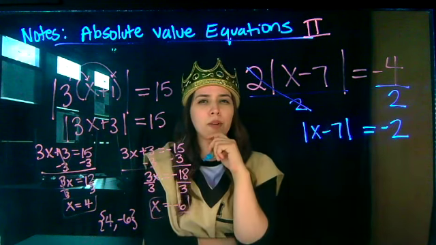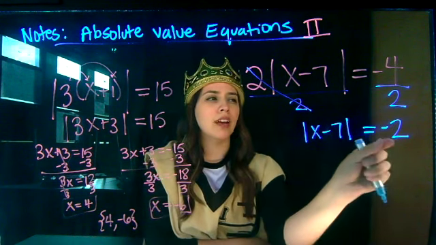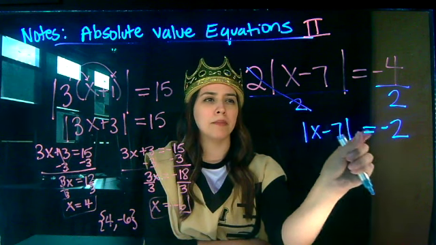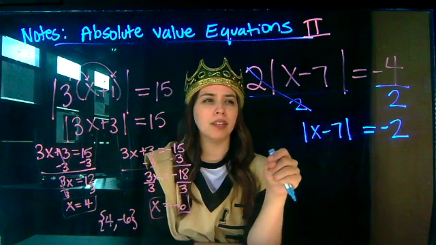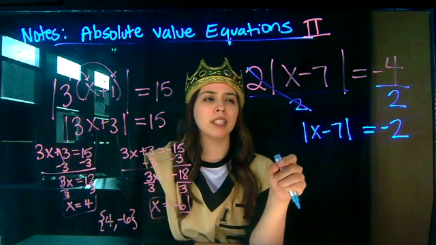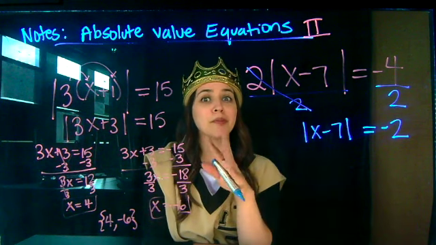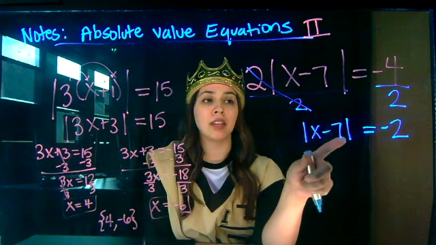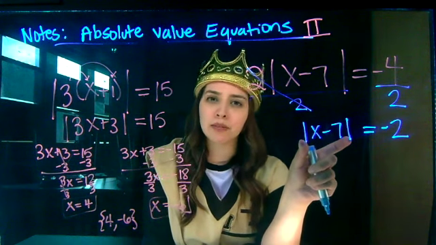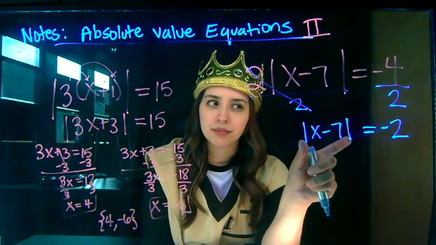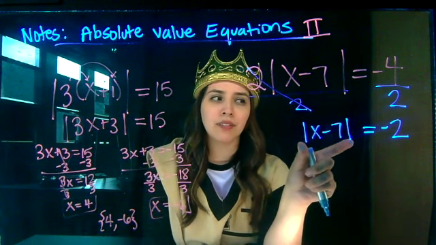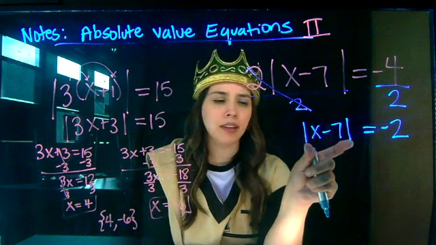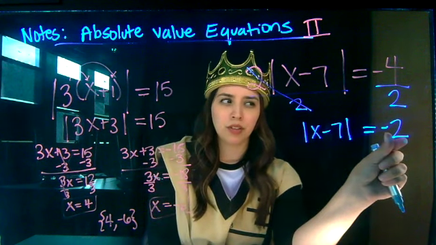Now think about the general form. How can you have negative 2 away from 7? Better yet, is there a number you can plug in here where, let's say we put 5, right? Let's say we put 5. 5 minus 7 is negative 2. But what's the absolute value of negative 2? Isn't that 2? So the absolute value of negative 2 would never be negative 2.